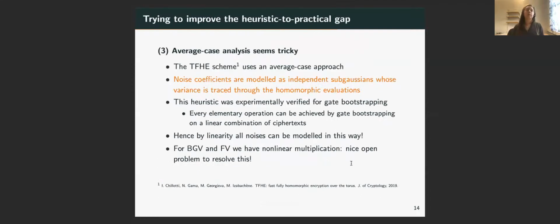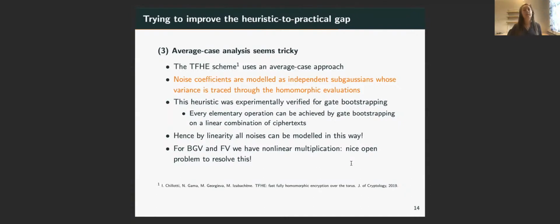And then finally, we also note that the average case analysis seems tricky. For example, the TFHE scheme uses an average case approach, and the noise coefficients are, in that case, modeled as independent sub-Gaussians, and they trace the variance of the coefficients through the homomorphic evaluation. And they also verify this for gate bootstrapping.